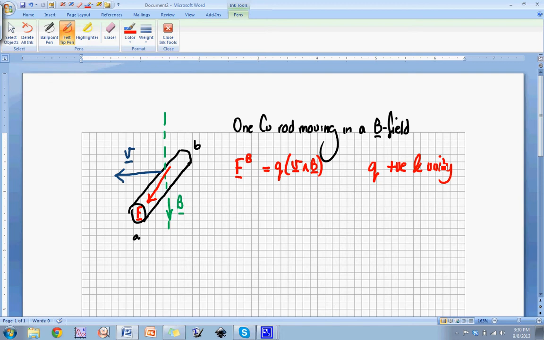And so the net force that would happen would be Q, our integral from the whole length of our rod, which I'm going to describe as length L, V cross B, dot dl. I'll try and tidy that up. Okay, and so there we have it.